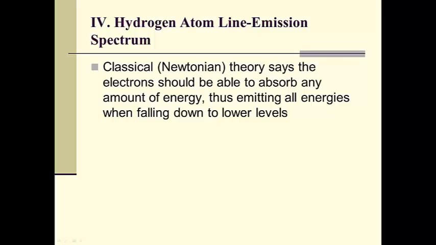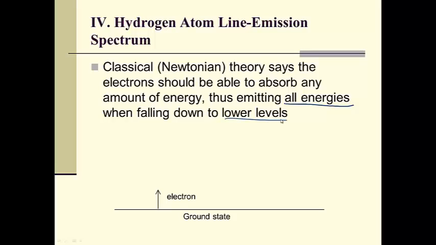Now, in classical, or what's called Newtonian theory, it says that the electron should be able to absorb any amount of energy and jump up to any level, which means that when it falls back down, all the possible energy transitions are possible. So the electron could jump up to here and fall back down, or jump up to here and fall back down, or someplace higher, or someplace in between. It's basically like saying the electron could be here, here, here, or any place.